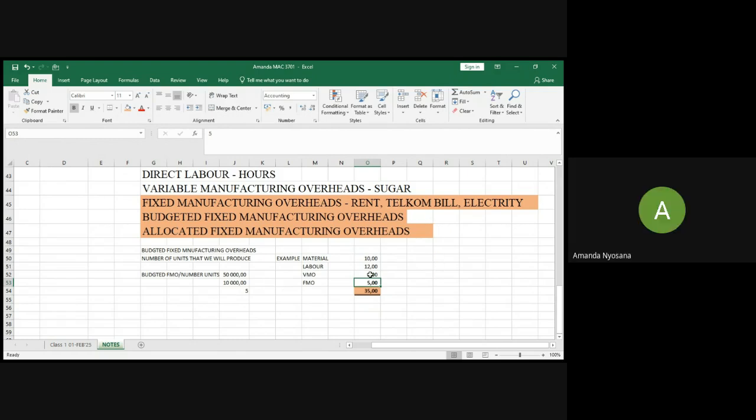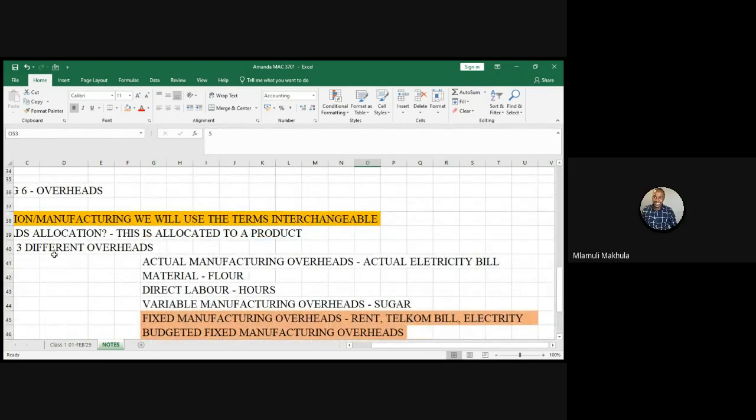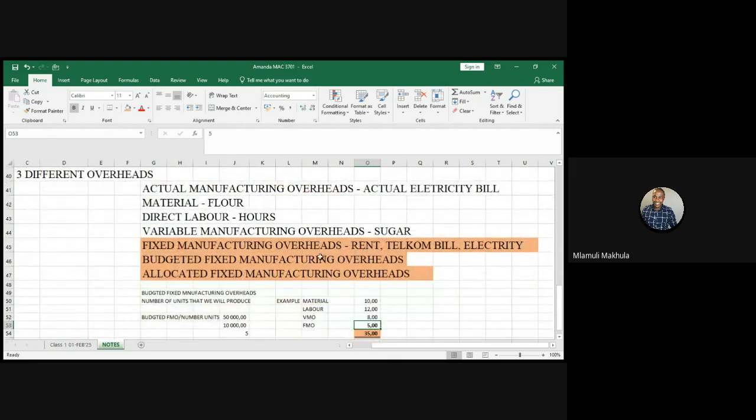Are you with me? That's why I said in this statement there are 3 different overheads: fixed manufacturing overheads, budgeted fixed manufacturing overheads, and allocated fixed manufacturing overheads. Does it make sense? Yes, it makes sense.